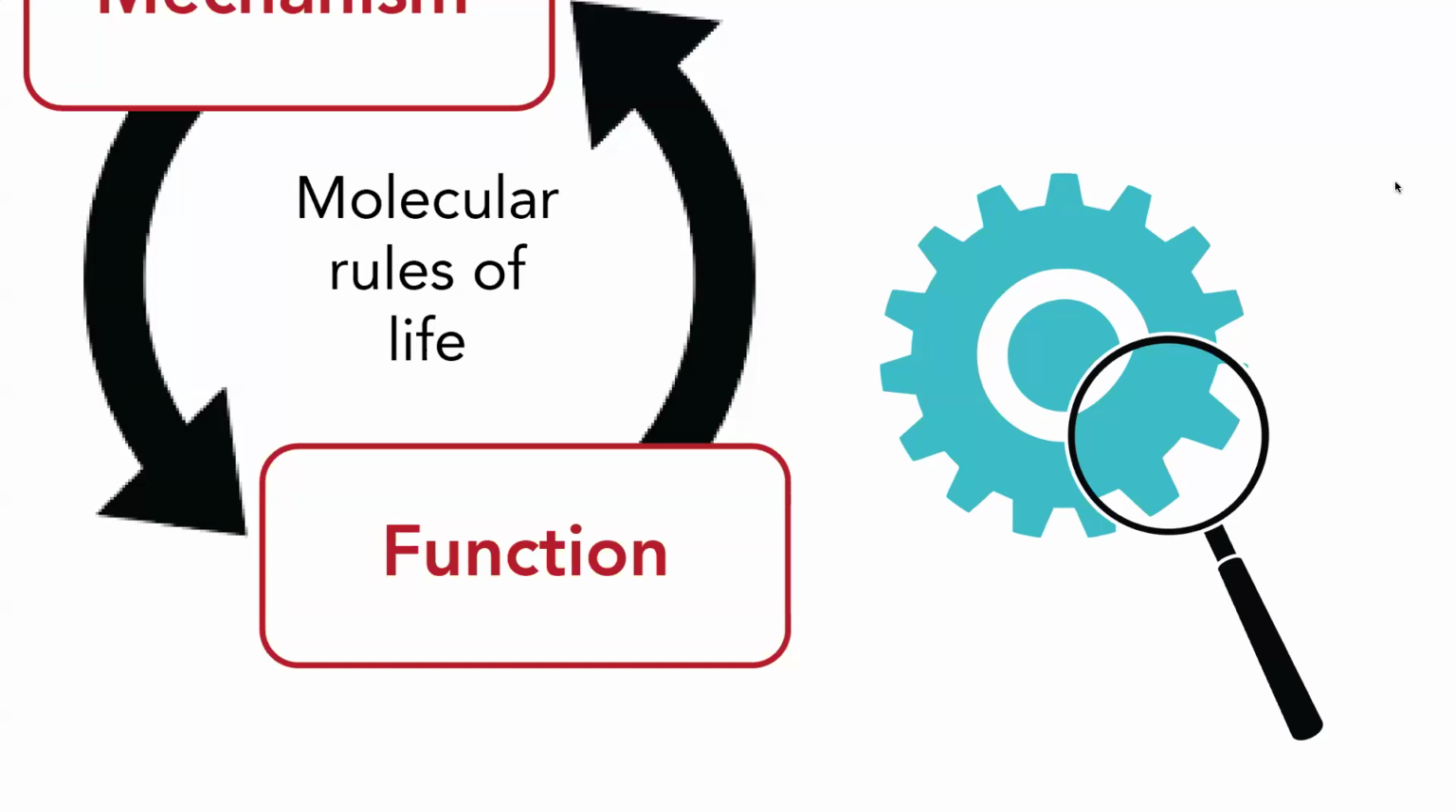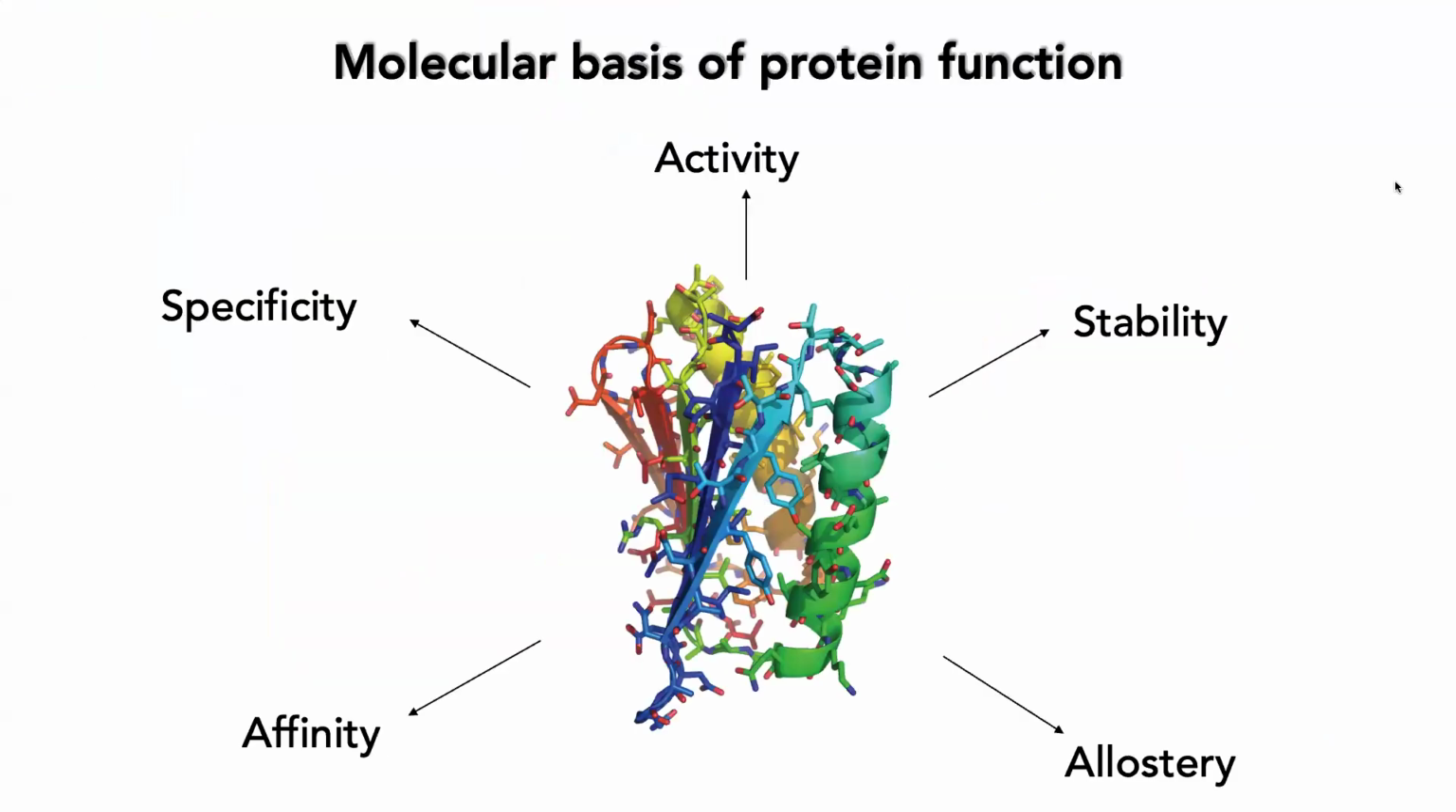And so we can pause here for a second and ask, well, what do I mean by molecular basis of function? Again, if you imagine a simple protein molecule, the overall function of the protein is really the collective contribution of every amino acid in the protein, right? So what is the role of each amino acid towards, say, its specificity, its activity towards a substrate, stability, affinity to other biomolecules, allostery. This is the molecular basis of function.